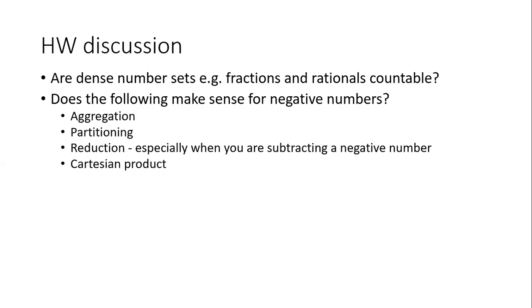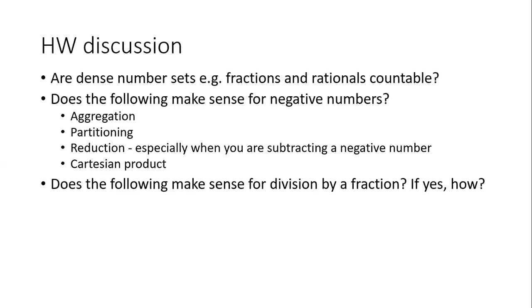Cartesian product: you are essentially counting. In a Cartesian product, all you are doing is counting different ways, right? It's a combinatorial exercise. So how do negative integers or any negative numbers come in there, or even fractional numbers? These are things you need to think about.